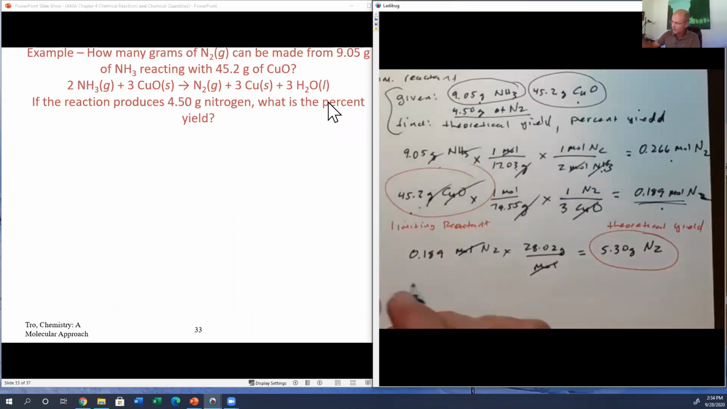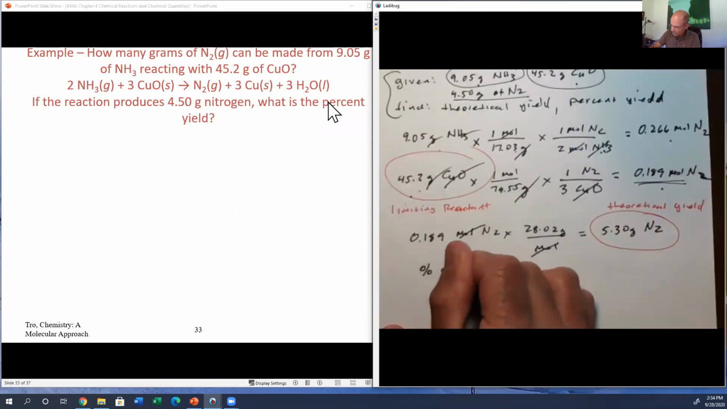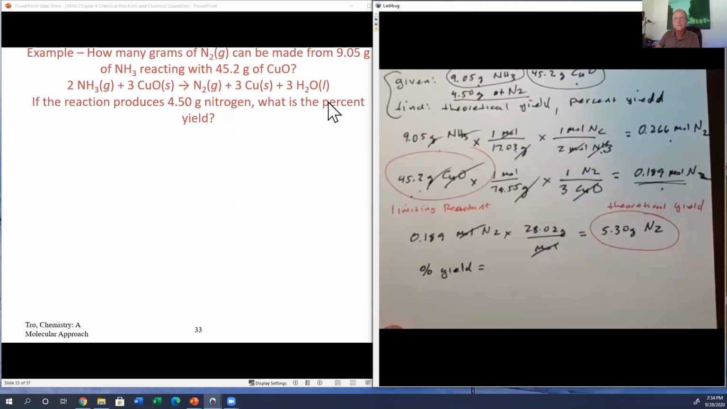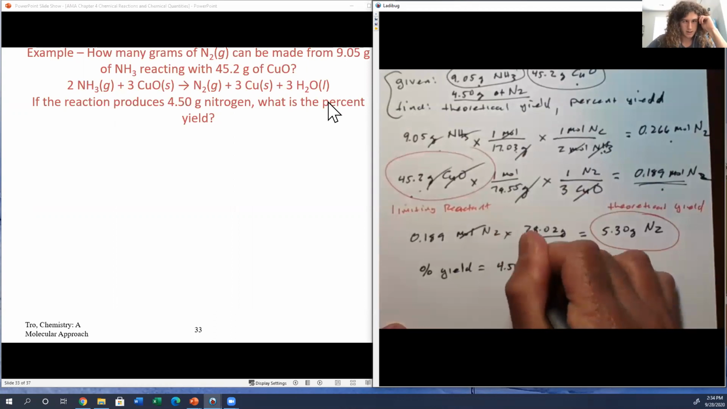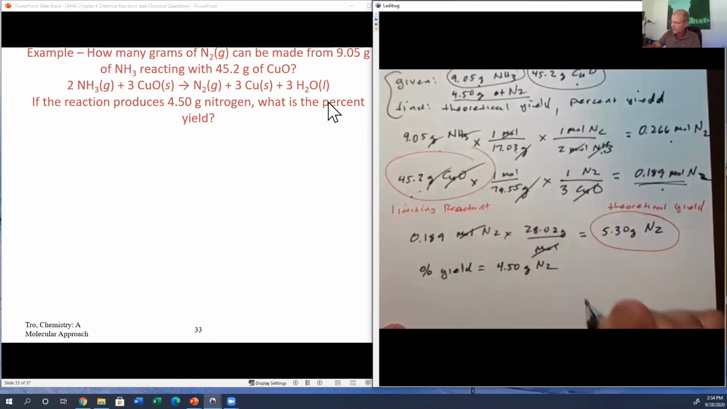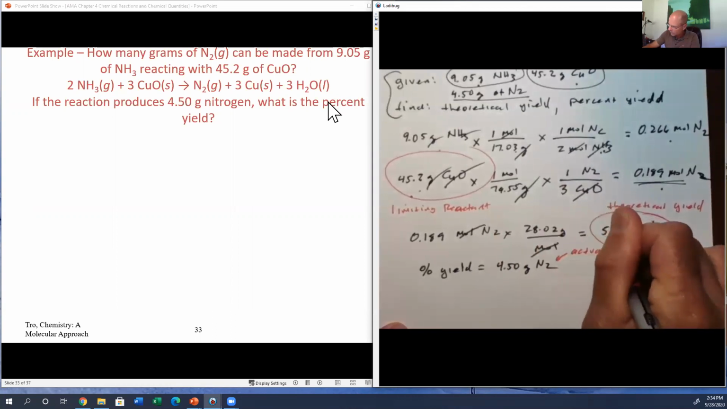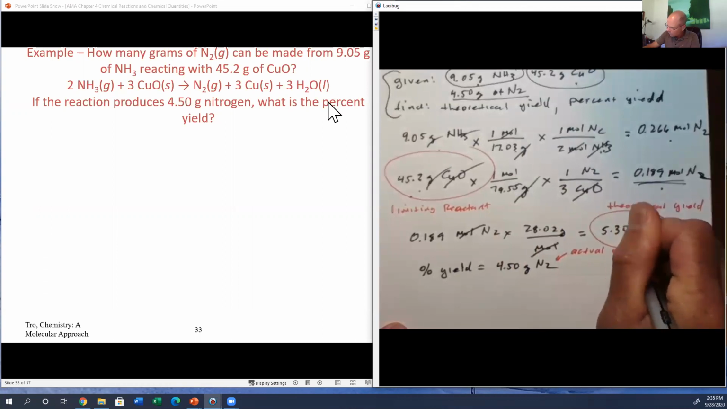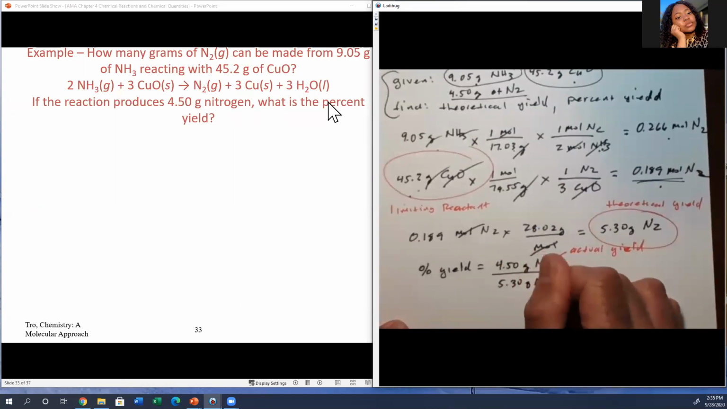All right, so now I have my limiting reactant. I found the theoretical yield, right? My last thing now is to find the percent yield, right? So the percent yield is going to be equal to what? 4.50 grams divided by 5.30. Right? 4.50 grams of nitrogen, that's my actual yield. And I'm going to divide that by the theoretical yield, which is 5.30. And then times 100.